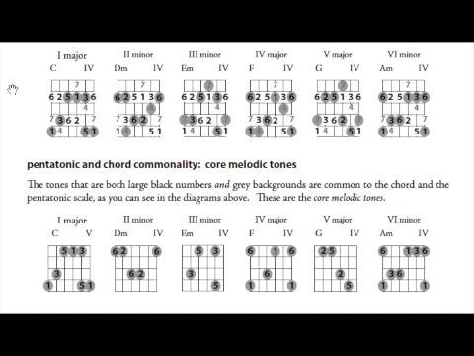1, 3, 5, 1, 3, 5, 1. It just keeps repeating 1, 3, 5. On the second diagram, it keeps repeating 2, 4, 6, but it happens to start on 6, and that's D minor. 6, 2, 4, 6, 2, 4, 6. On the third diagram, it's E minor, and it keeps repeating 3, 5, 7.